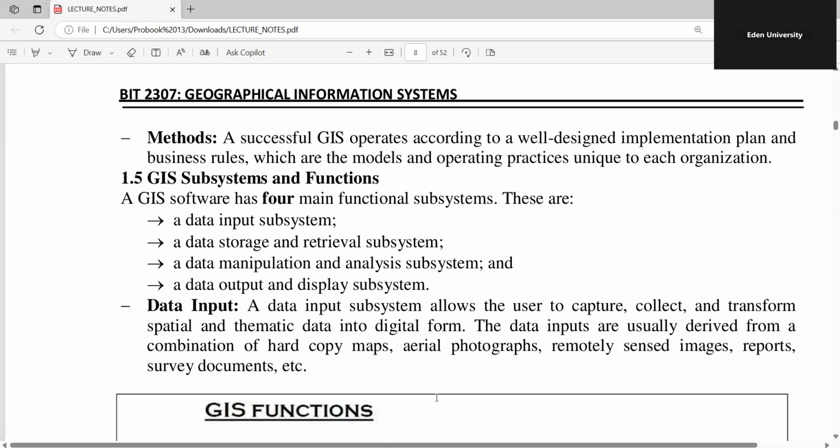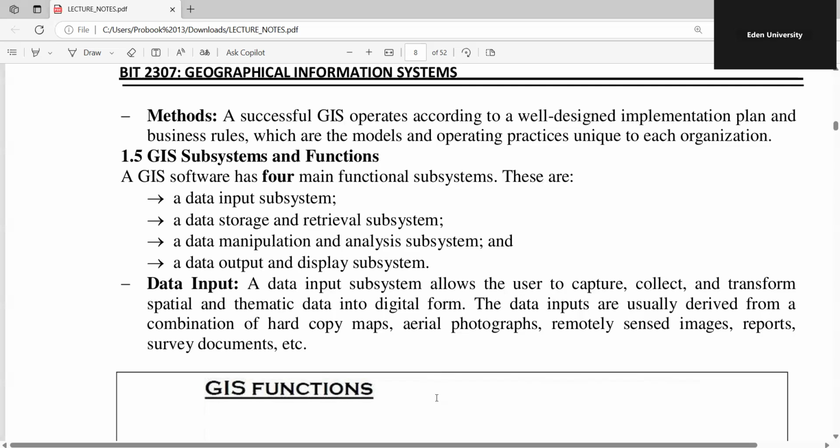Then GIS has subsystems and functions. So a GIS has four main functional subsystems, which are data input system, data storage and retrieval system, data manipulation and analysis system, and a data output and display subsystem.